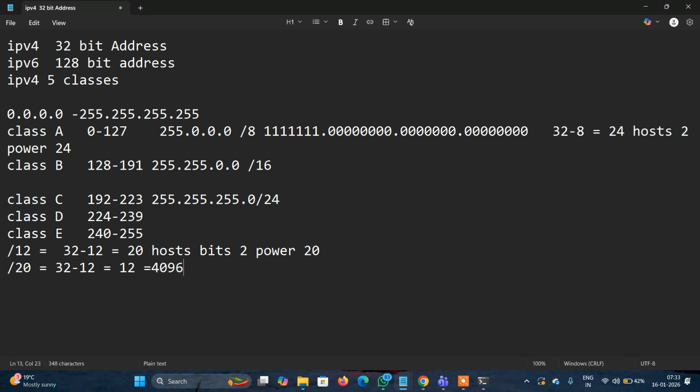Then what is the total value? It is 4096. How will you obtain this number? Just by multiplying 2 twelve times. The value is 4096. That means when the CIDR value is /20, there are 4096 IP addresses in a single network. Understand, Mohsin?